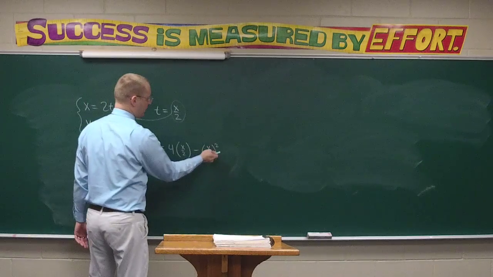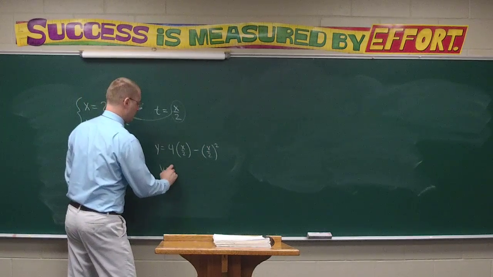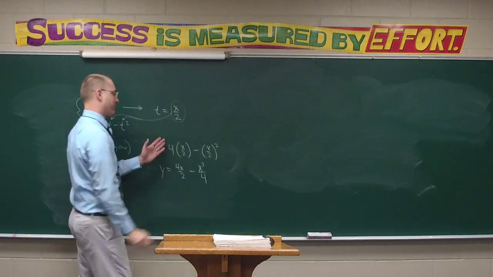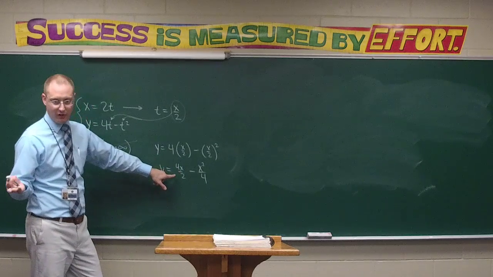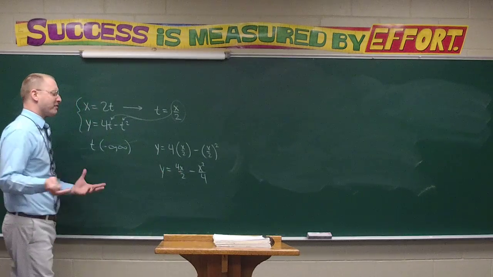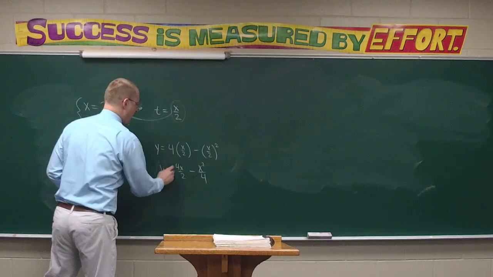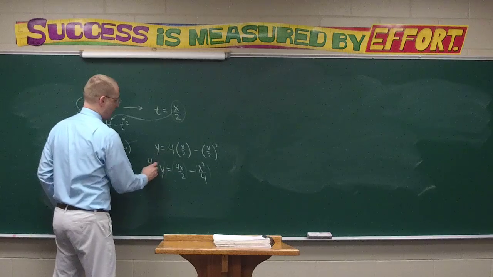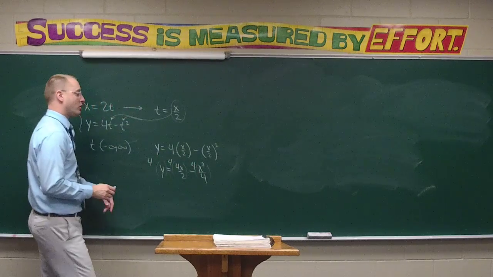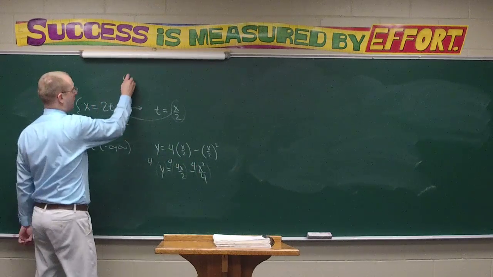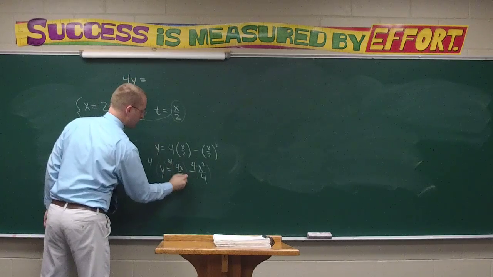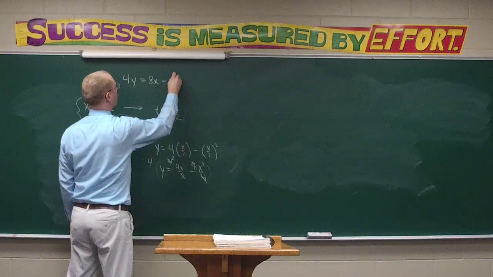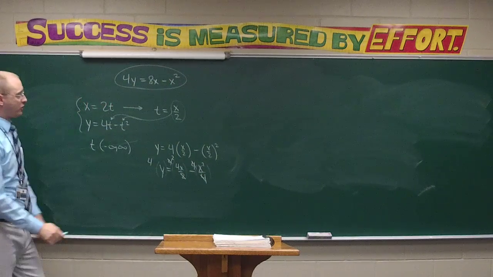And of course, if you square x over 2, you get x squared over 4. If you multiply 4 times x over 2, you can either get 2x, or if you left it this way, 4x over 2. But I really hate fractions, so I'm going to multiply everything by the LCD, which is 4. If I multiply everything by 4, what does my equation become now? 4y equals 8x minus x squared. And there's my equation.